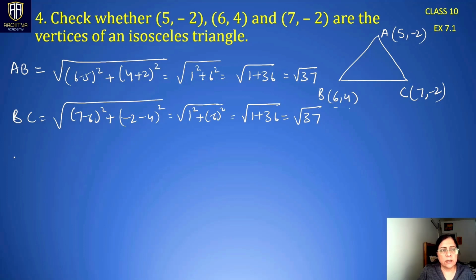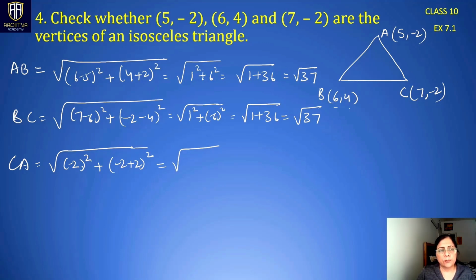Next we have AC or CA. CA is 5 minus 7, that is minus 2 whole square, added to minus 2 minus minus 2, that means plus 2 whole square. So this comes out to be 4 plus 0, that means square root of 4, that is 2. So we had to check only for an isosceles triangle, and we were done here.